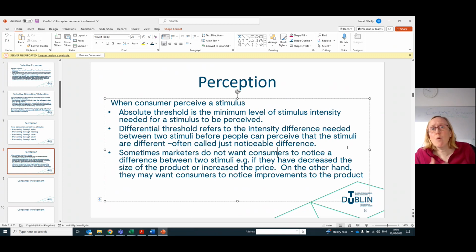On the other hand, they may want consumers to notice when they improve the product, if it was going the other way.